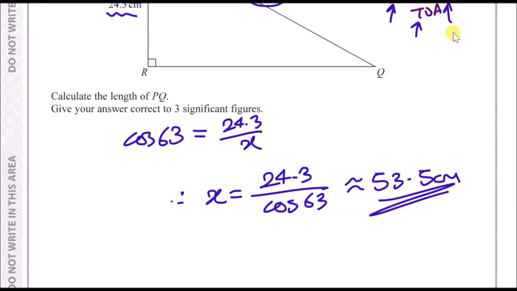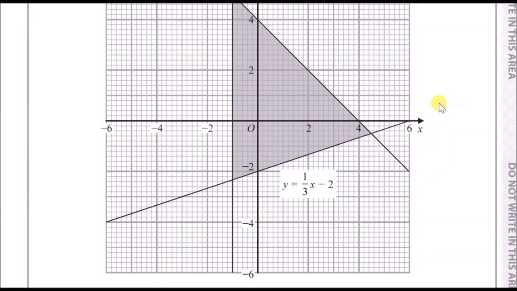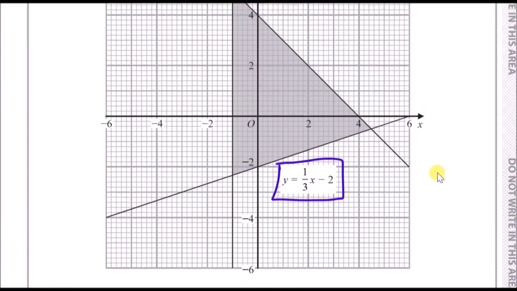That's this question done. Alright guys, number 10 now. The shaded region in the diagram is bounded by 3 lines. The equation of one of the lines is given. Okay, cool. So they actually gave us this line over here: y equals a third x minus 2. That is so helpful. Write down the 3 inequalities that define the shaded region.